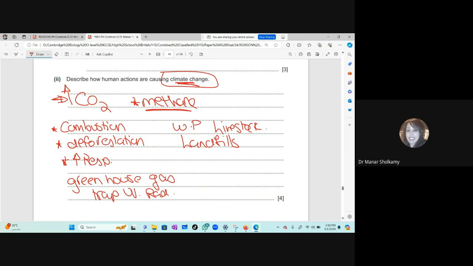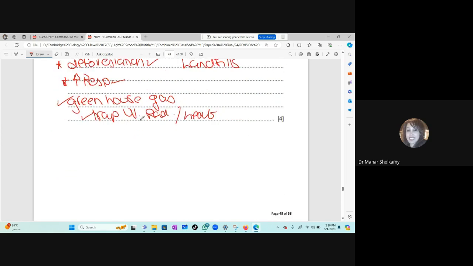So we said everything. We said burning of fossil fuels, combustion, deforestation, more respiration, cutting down trees. These gases have a greenhouse effect. They trap ultraviolet radiation or they trap heat. They cause global warming, climate change. Methane gas also is one of the common gases. These two gases are the most common. You have other gases, but these two are the most common.